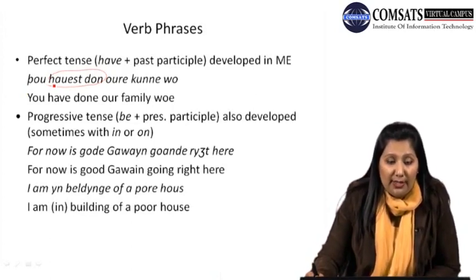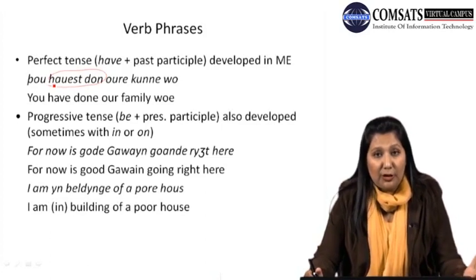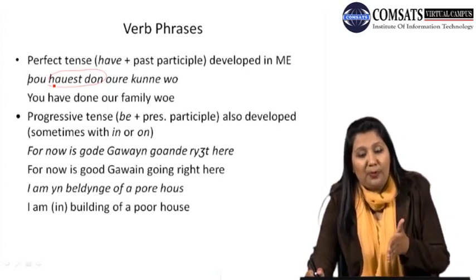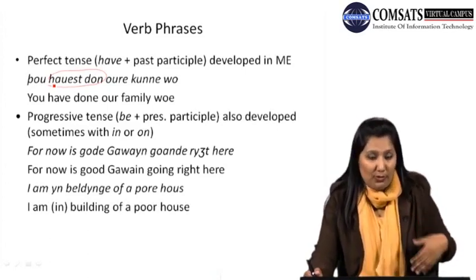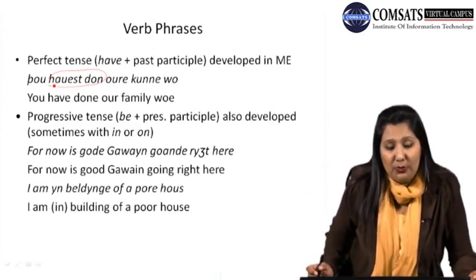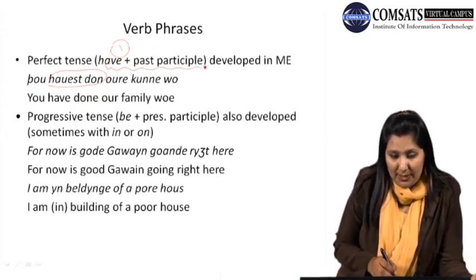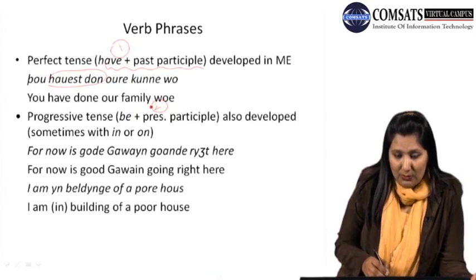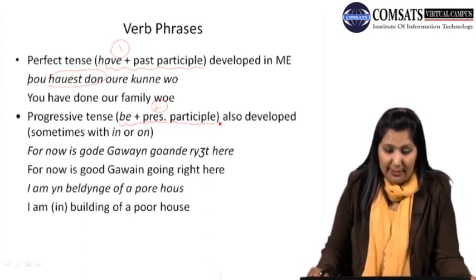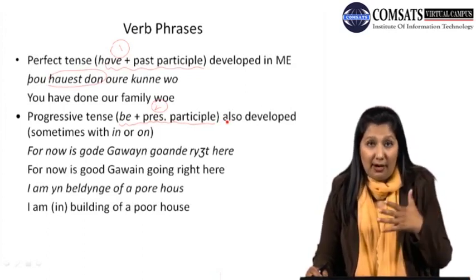This is a Middle English past participle phrase, and it was actually developed then. It started in that era. It is coming with have plus the past participle, or the third form of the verb that we say in modern English. Then when they talk about the progressive tense, it comes with this formula. The first formula, for the perfect tense, is have plus past participle. The second formula, for the progressive tense, is be plus present participle.